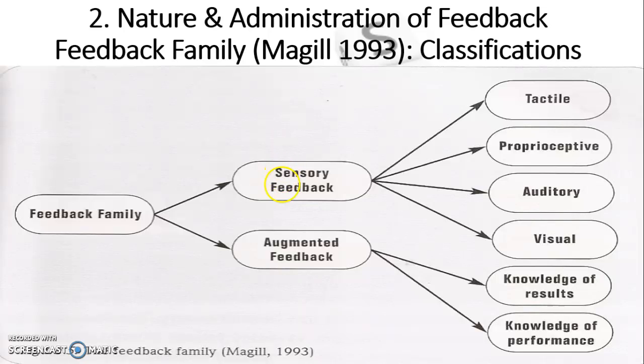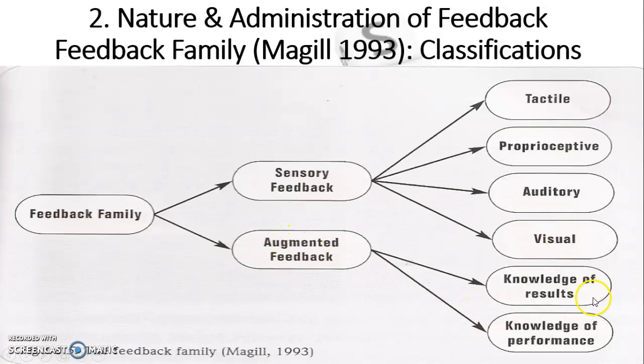Okay, a little bit more of a complex one. This is McGill's classification for feedback. So you've got the feedback family. We've got two types of feedback: sensory and augmented. Sensory is tactile, so through touch. Proprioceptive. Proprioception means your sense of where your body and your limbs are in space, so the feel of where they are when you're doing a movement. Auditory, obviously hearing, and visual through our eyes.